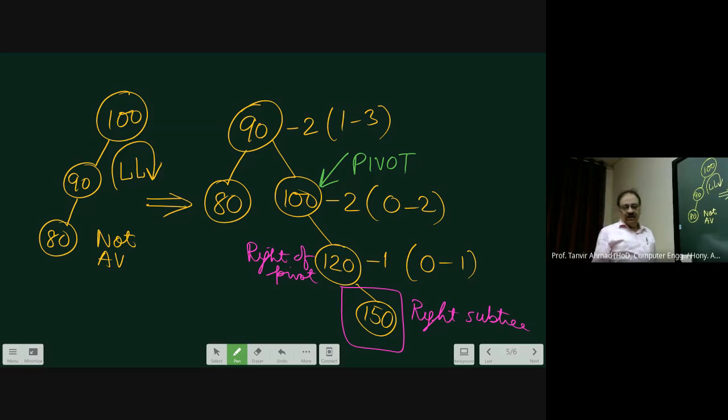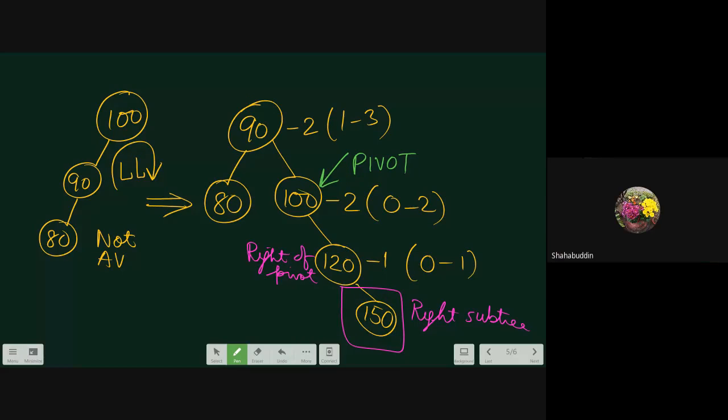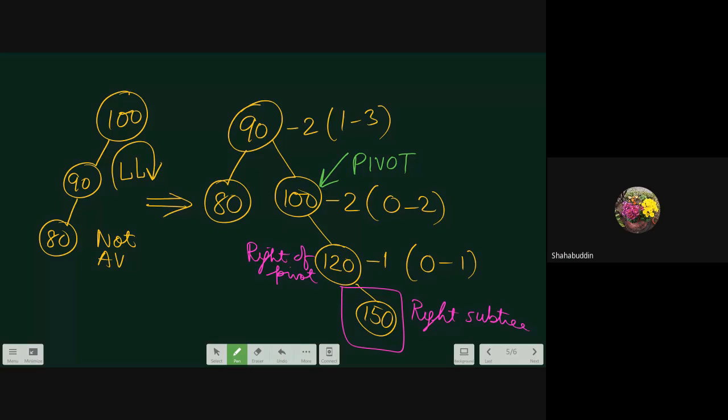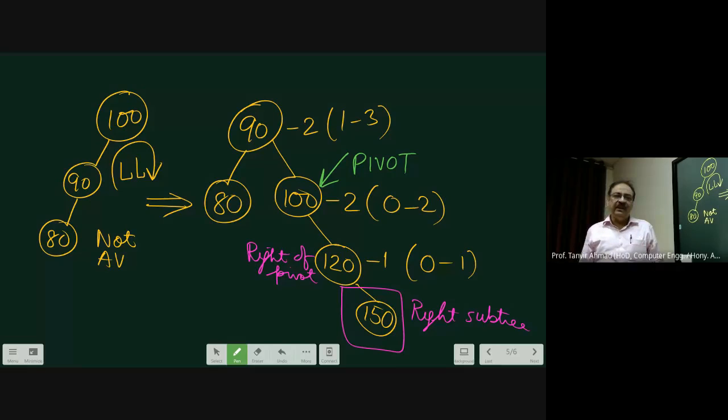Okay. Yeah, Shabuddin. What do you want to ask? Did you understand? Sir, why have you taken nearest from 150? My question is this. Sir, why have we taken nearest from 150? No, what I am doing is, did you understand why I took 100 as pivot?